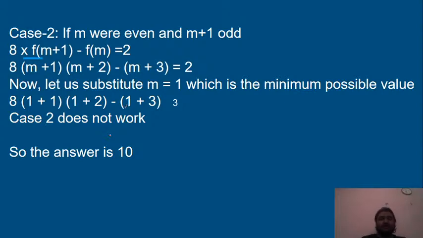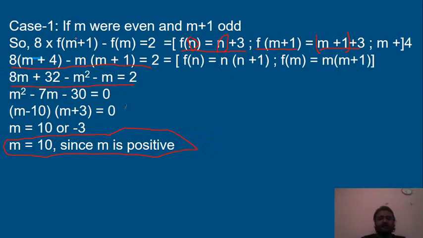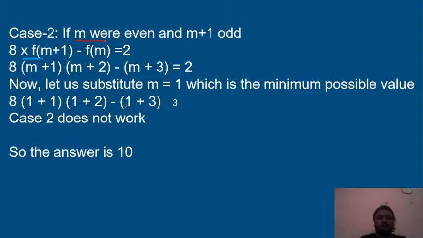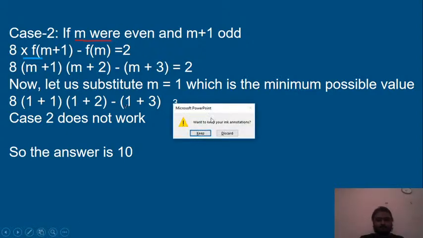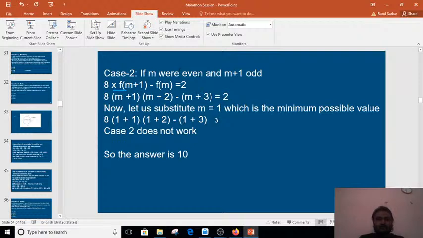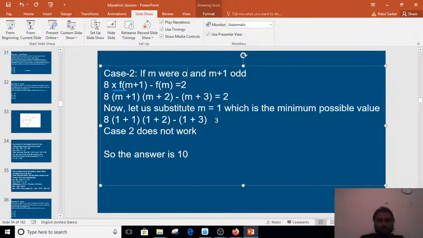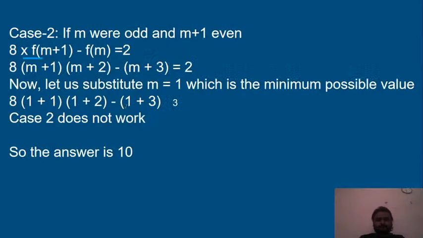Now I have a different assumption. In this case, again I assume that m is even and m plus 1 is odd. Now there's a mistake. This was m were odd and m plus 1 is even. Okay, so now I again do the same.